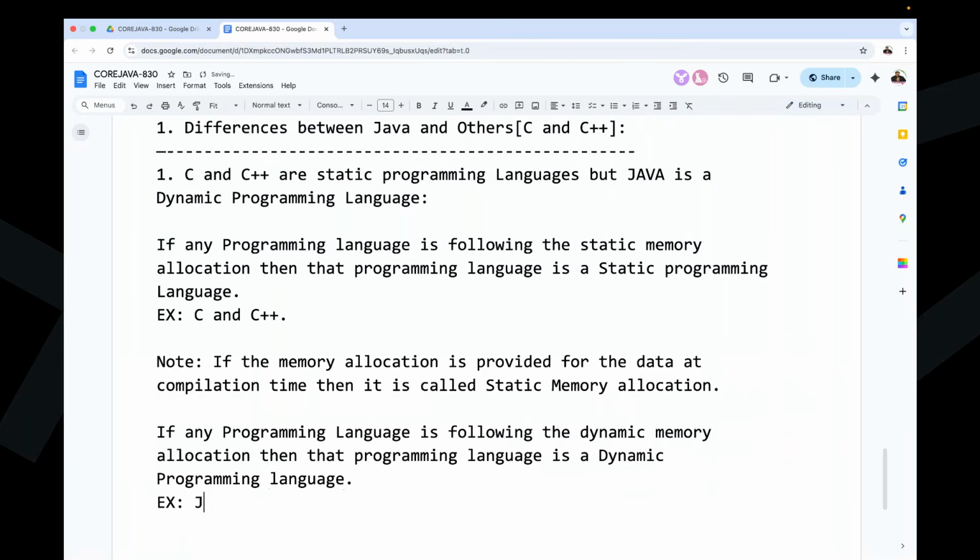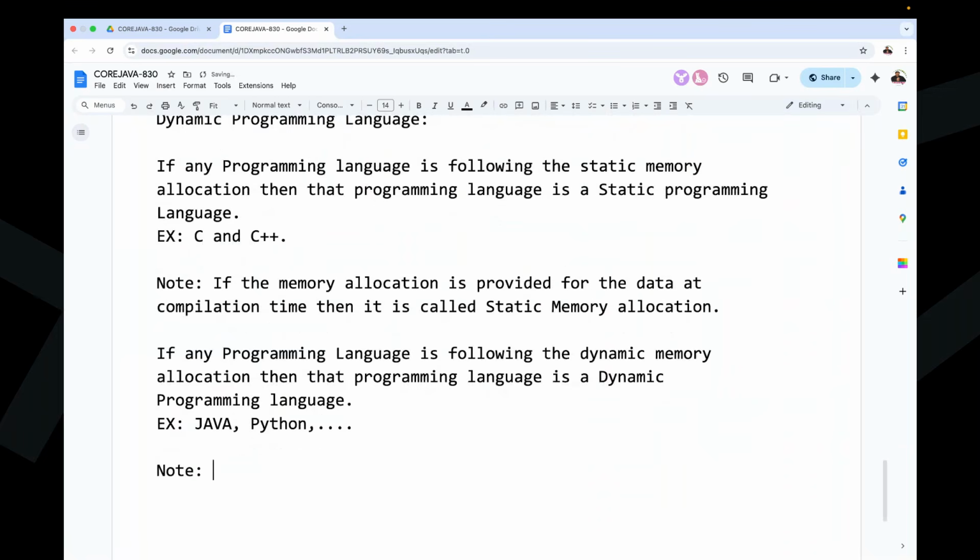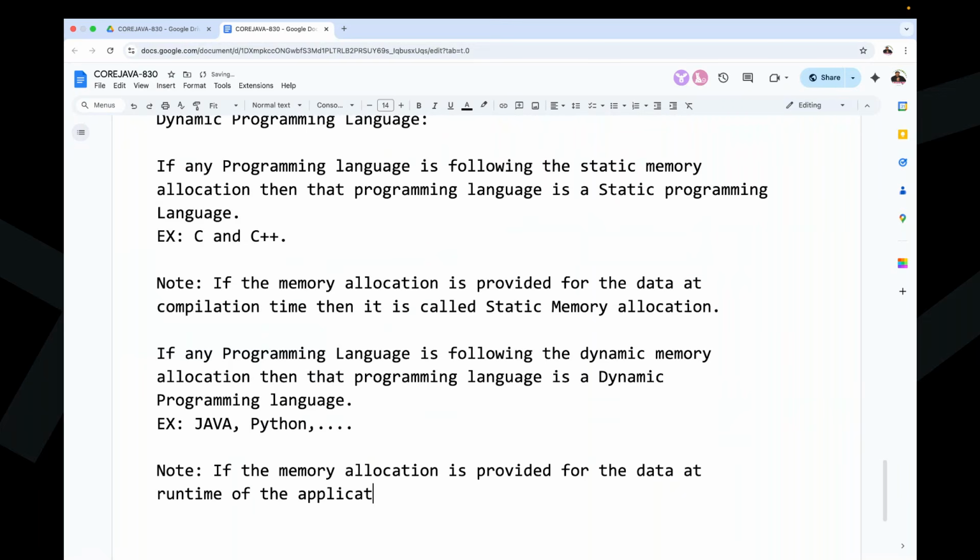Now examples here I'm telling you, Java and Python and so on. So many programming languages. Nowadays, most of the programming languages are dynamic programming languages. Note here, observe carefully. If the memory allocation is provided for the data at the runtime of the application, then it is called dynamic memory allocation. Then it's called what? Dynamic memory allocation.